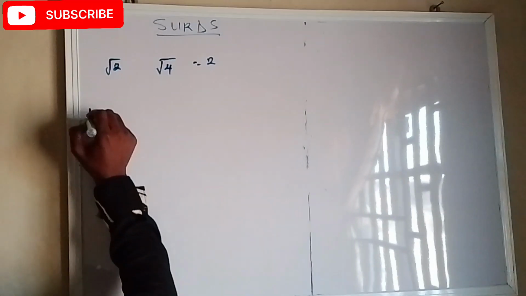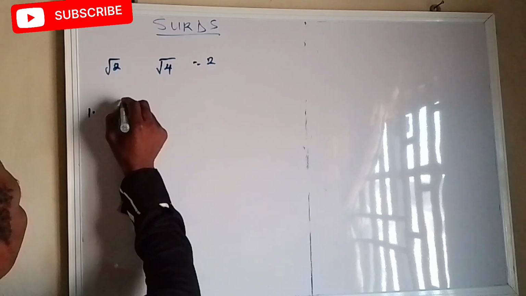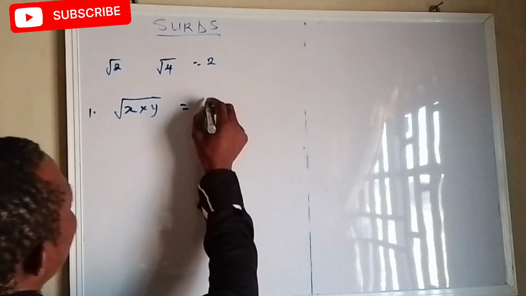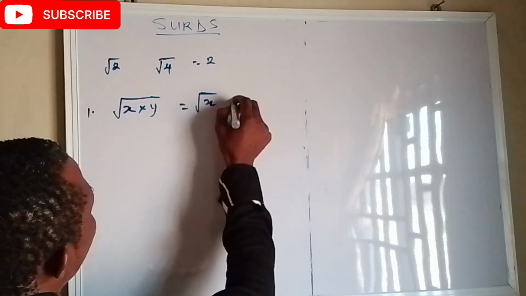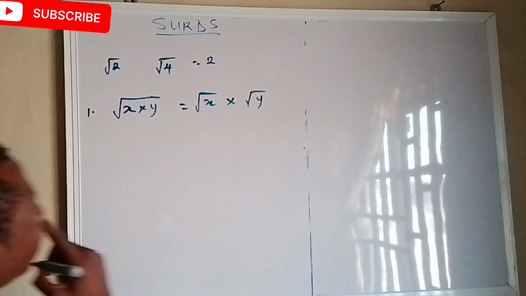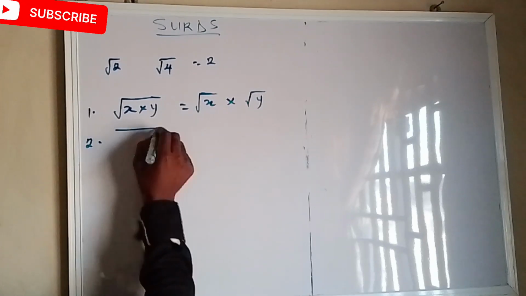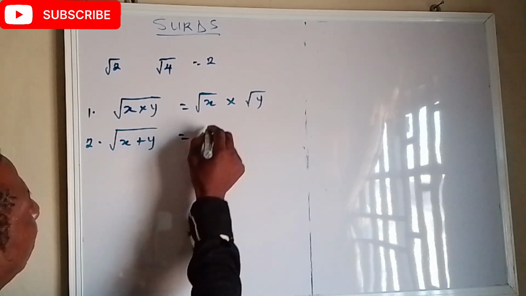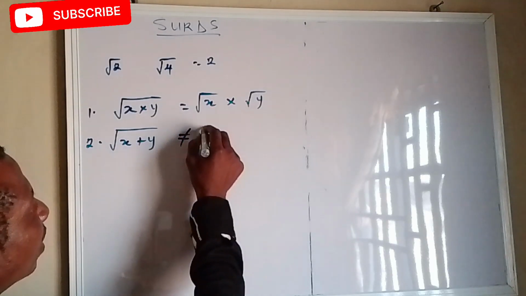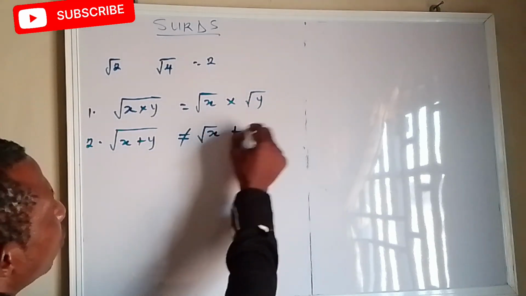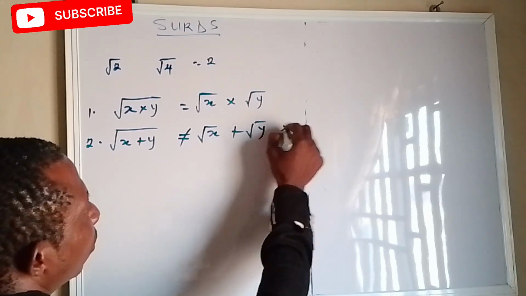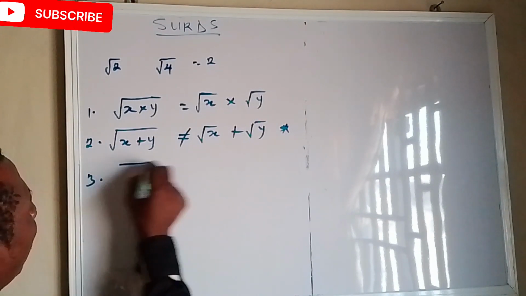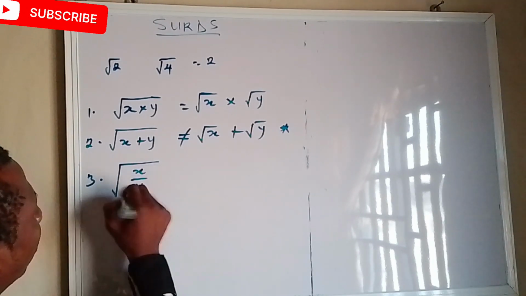Now let us look at the rules that guide operations in SURDs. The first one is the square root of x times y, which gives us the square root of x times the square root of y. Second, the square root of x plus y is not the same thing as the square root of x plus the square root of y. Let's take note of this, it's very, very important.